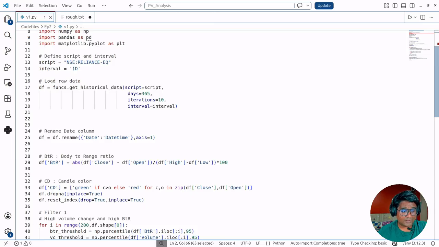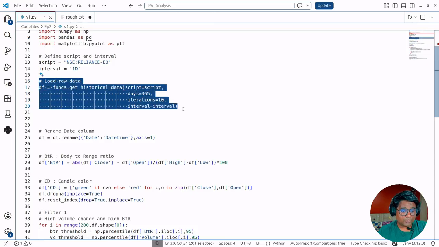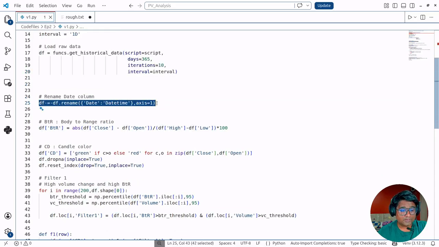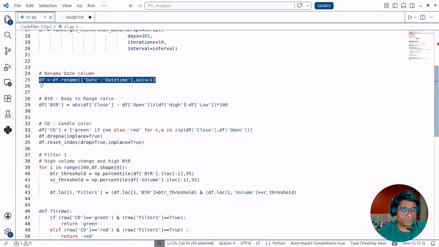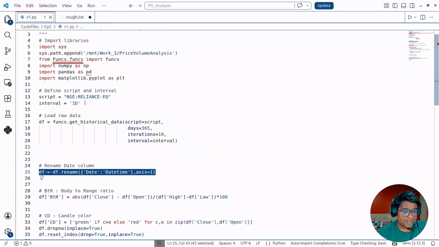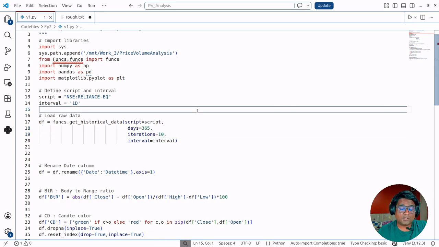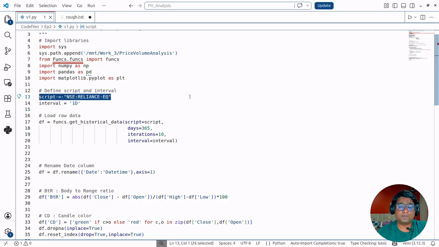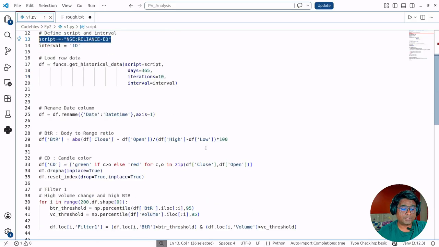This is where I have downloaded, or am importing, all the raw data. Here I am just renaming the date column, and also understand I will be using the 1 day time frame, 365 days and 10 iterations. That means 10 years of past data I will be using. The script here is Reliance. That means the daily chart of 10 years of past data of Reliance is under analysis. Depending on that, we will study.